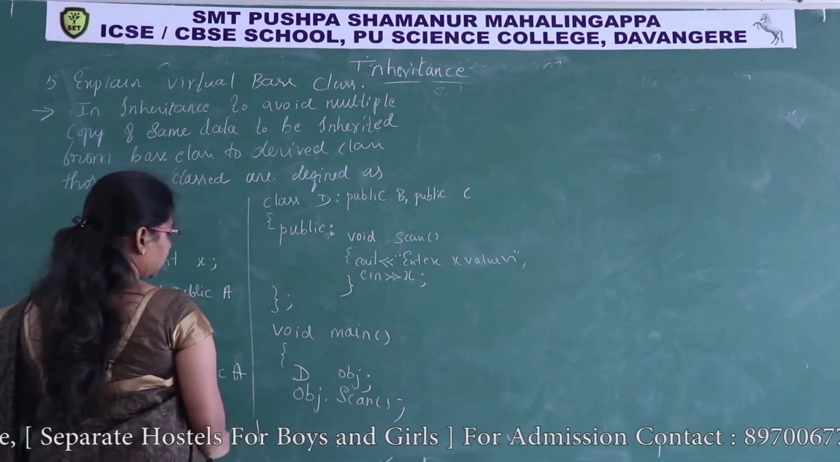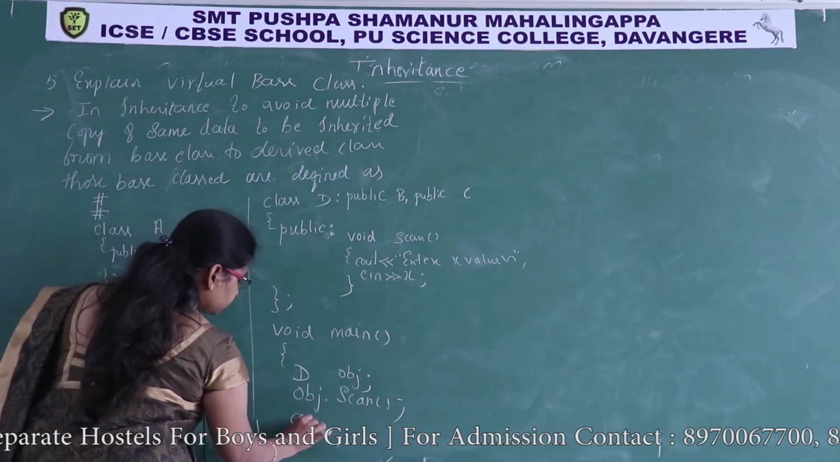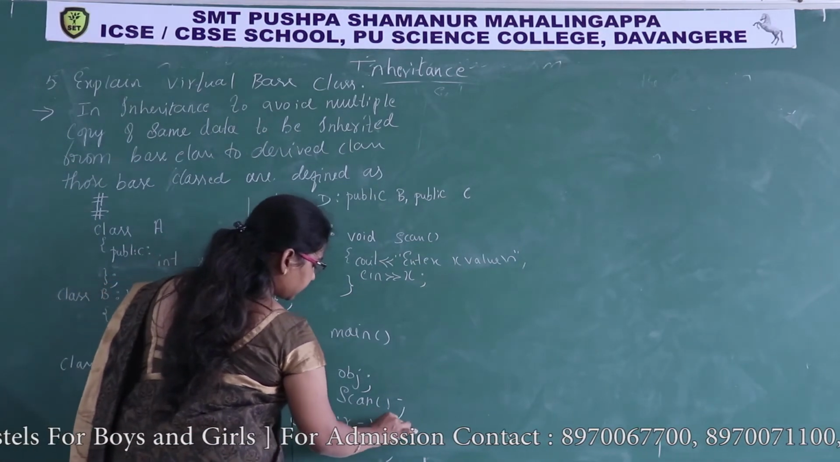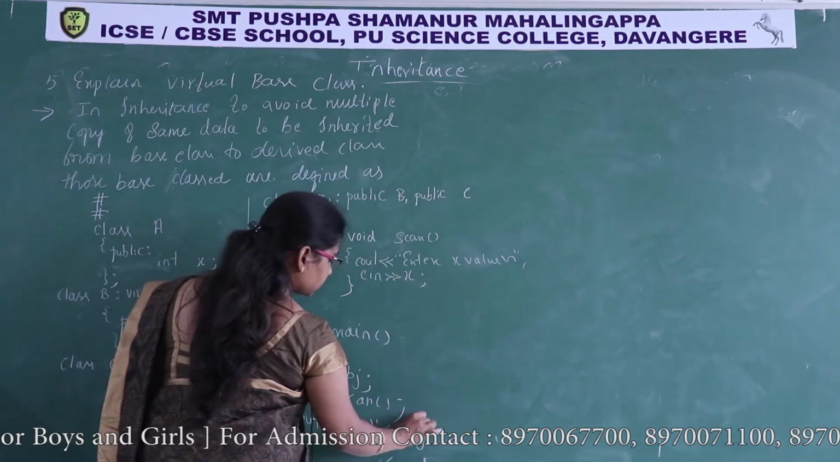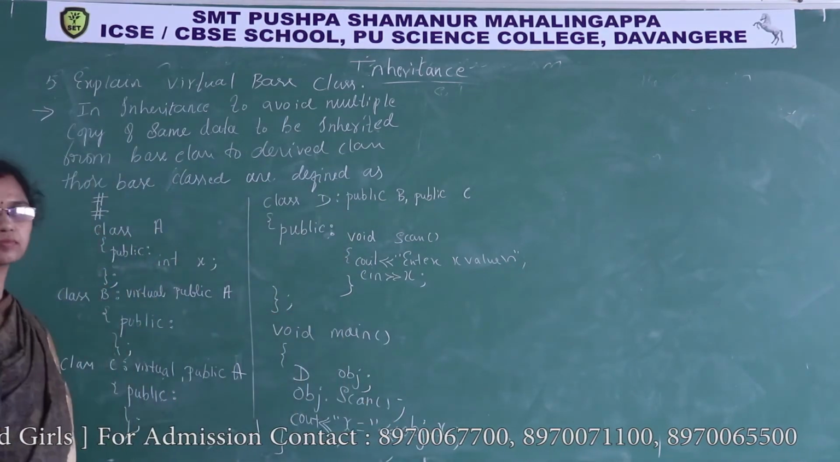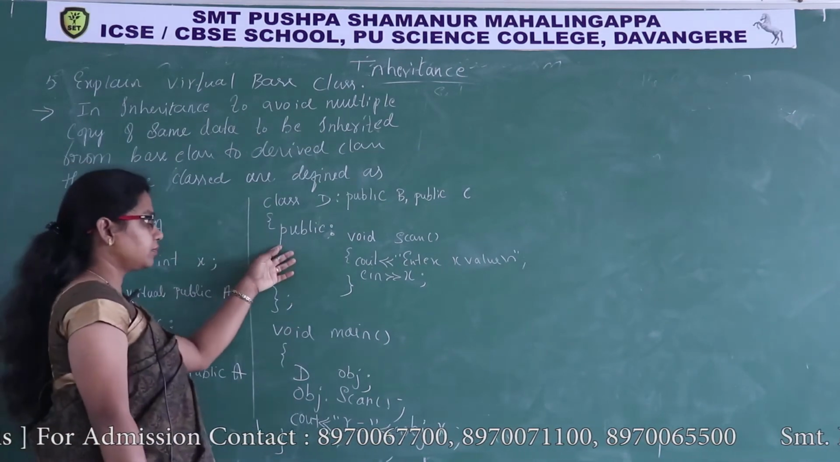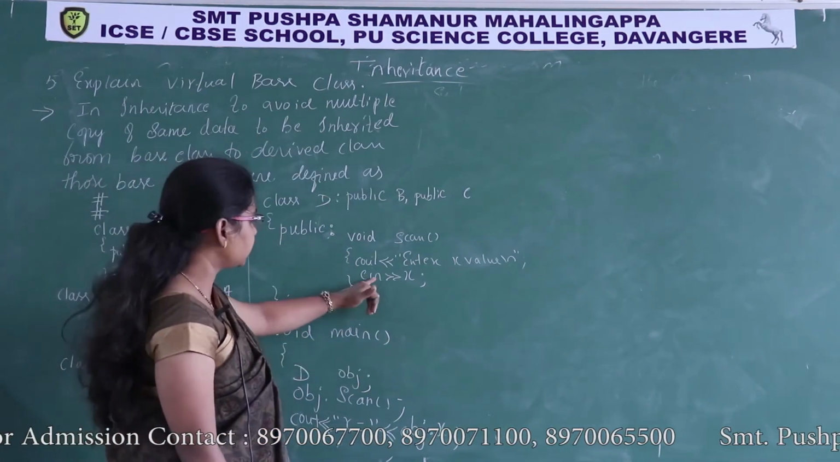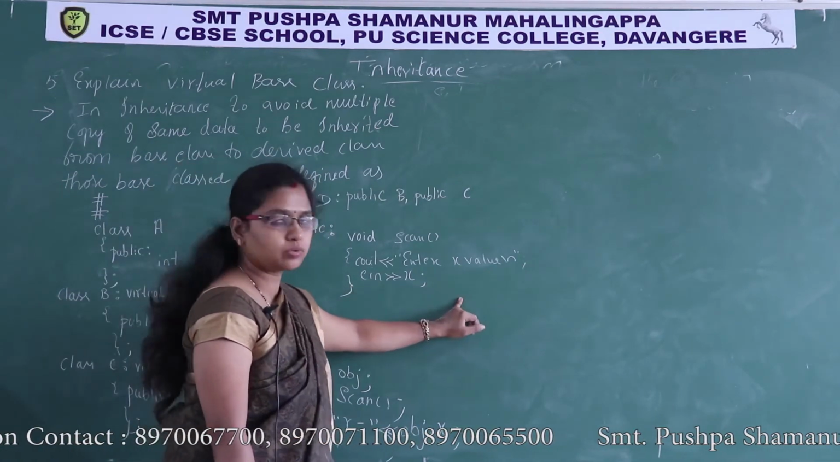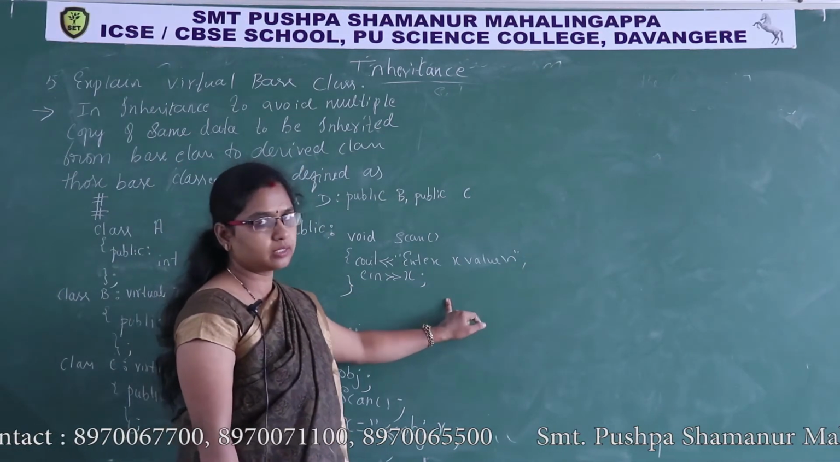Next I will display cout x is equal to, I can write like this, obj dot x. You can display from this function also. After this line you can write cout x is equal to x, only you have to write x, you should not use object and dot operator.